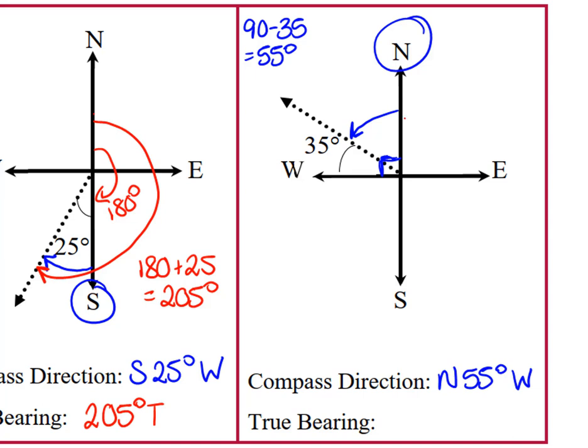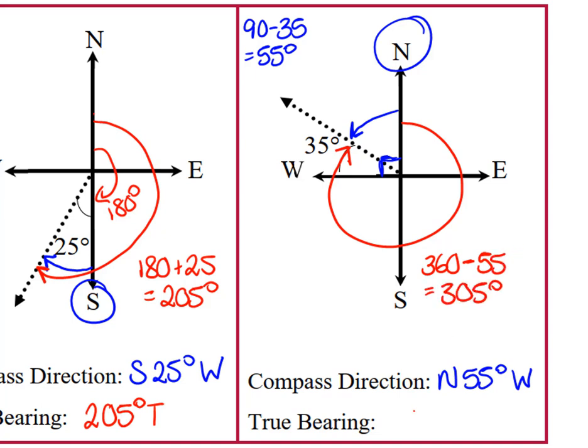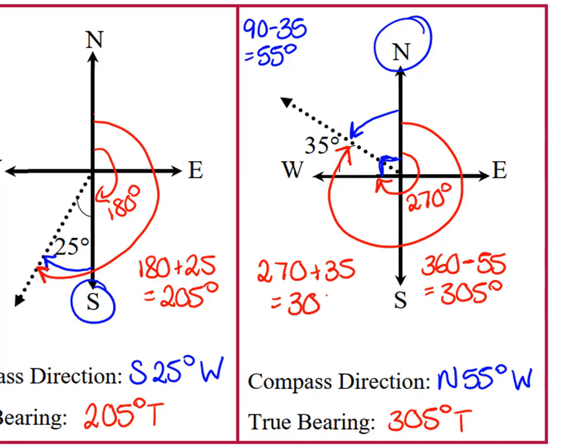For our true bearing, we have to start at north, go in a clockwise direction all the way around. Okay, so you have two options here. You can go the full 360 degrees and minus that 55 degrees you just found, which will be 305 degrees. So 305 degrees true. Your other option is that this angle here is 270 degrees. So you can go 270 plus 35, which is also 305 degrees.